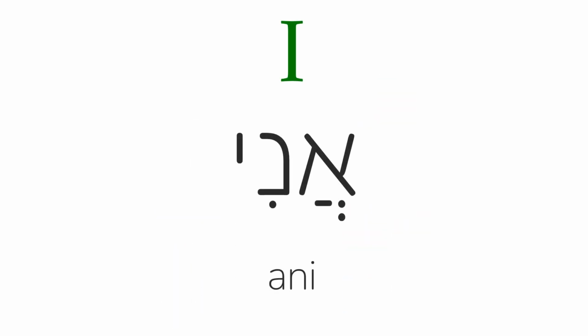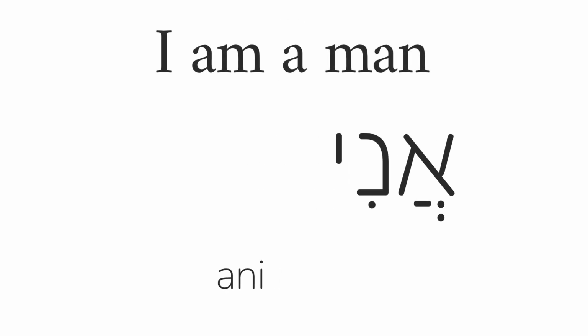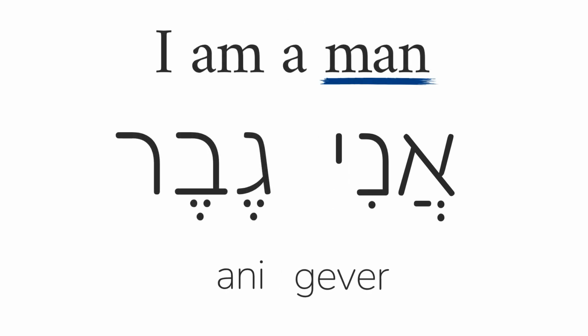I in Hebrew is ani. I can use this to say the sentence, I am a man. Man is gever. And remember that gever can also be translated as a man, since there is no word for a in Hebrew. So we have ani, I, and gever, a man.